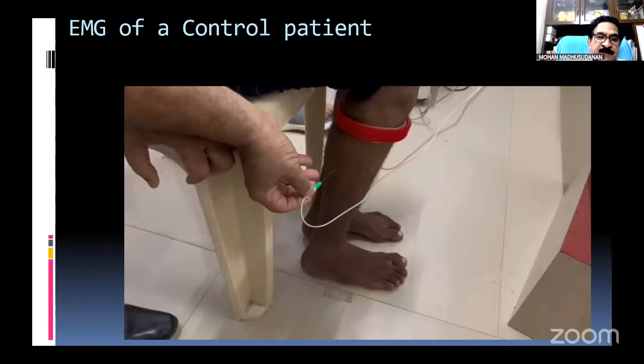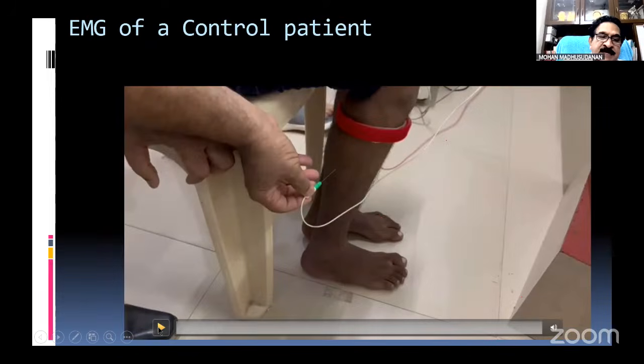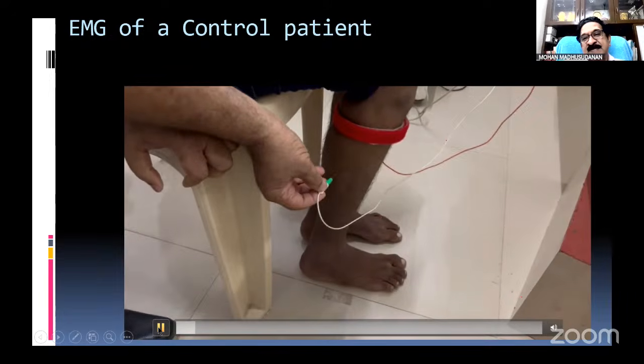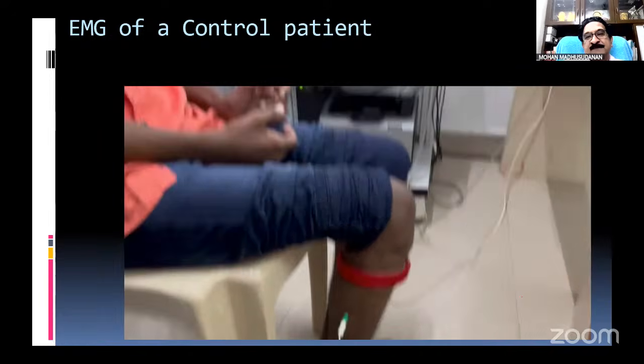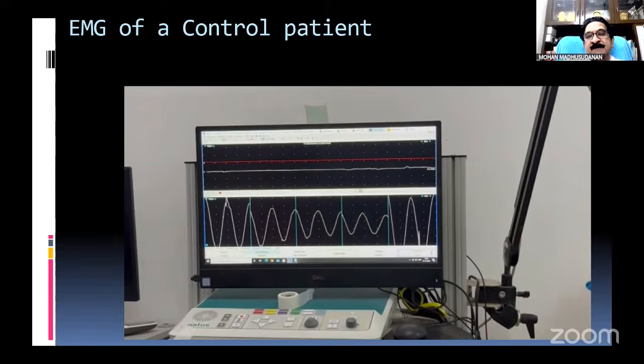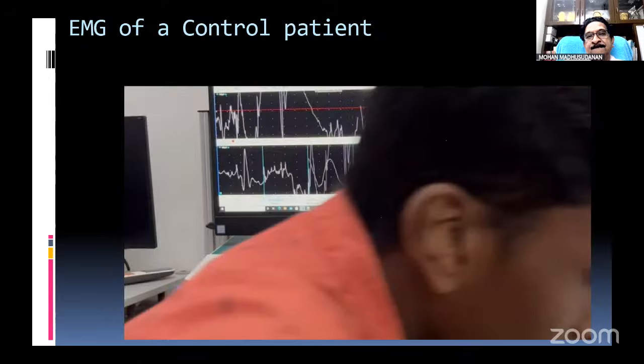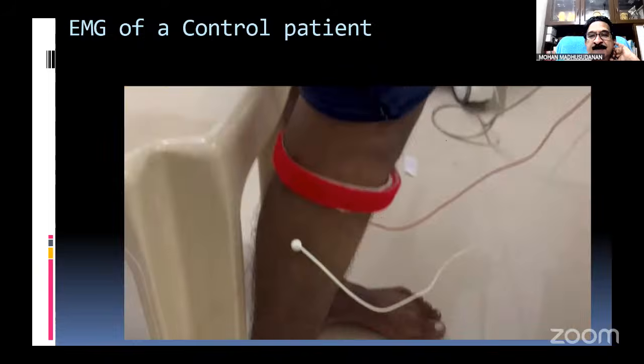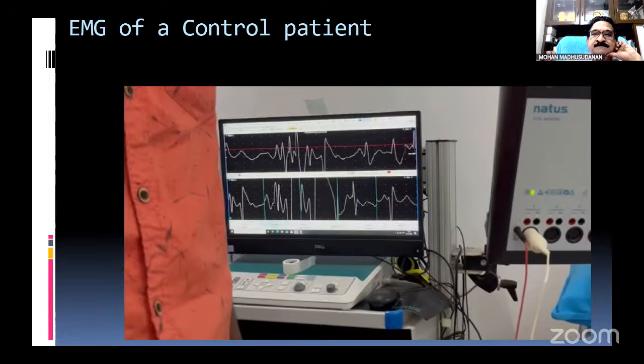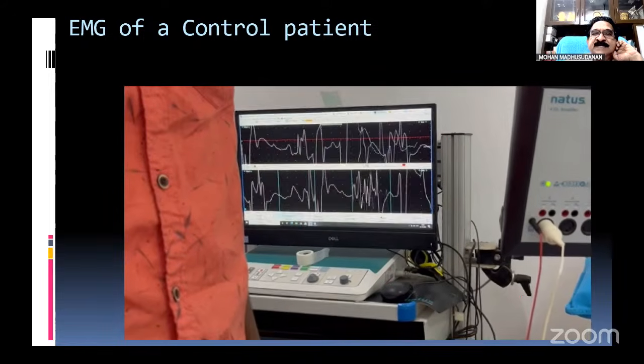So this is a control patient who has no orthostatic tremor. I put the needle to find out what happens when you make the patient stand up. This is what is seen in the control patient.